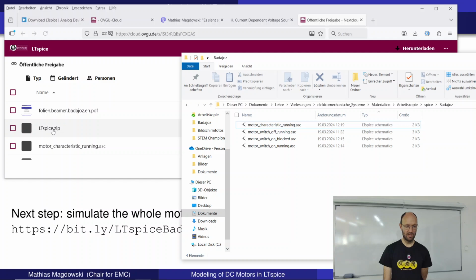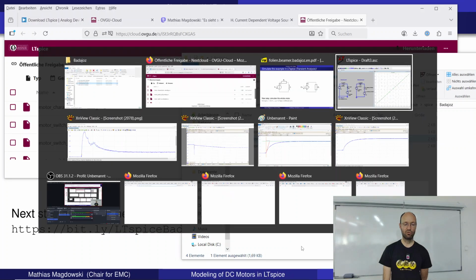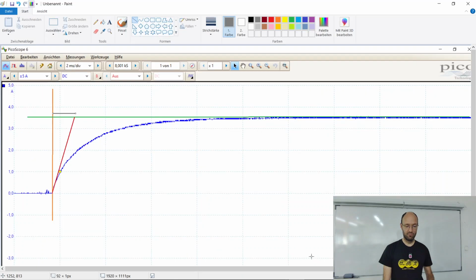that I've also opened up here. So, and we can have a look at them. Switch on the blocked motor, switch on the running motor, switch off the running motor, and the characteristics of the running motor. And I mean, these are exactly the things that I have measured. So I will once again start with switching on and off the blocked motor, which gave us, if you remember, this curve here where we also determined the time function.